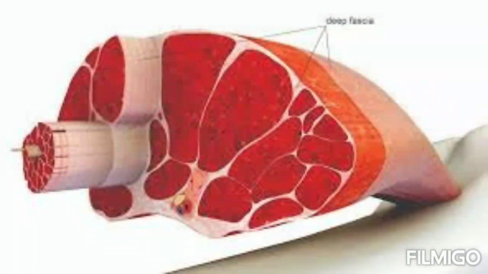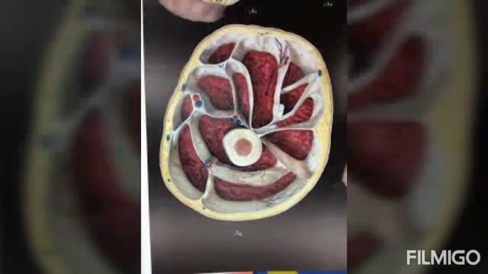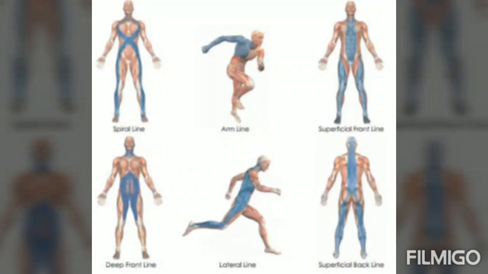Here we're taking a look at the deep layers of fascia. You can see how the fascia is kind of interwebbed through our body. Those are the individual muscles that you're seeing that are encased by this fascia, and it's spread throughout your entire body. The blue in these pictures shows the deep fascial planes within our body.